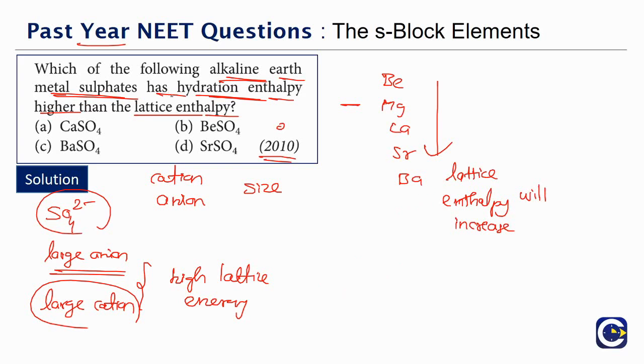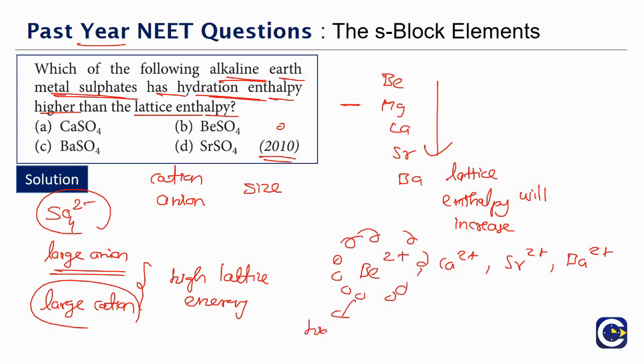Now the other thing is hydration enthalpy. What is hydration enthalpy? When these ions, whether it is beryllium 2 plus or calcium 2 plus or strontium 2 plus or barium 2 plus, are present in water, they will be surrounded by the water molecules. And since all of them have the same 2 charge, the size of beryllium is least. So beryllium will have high charge density.